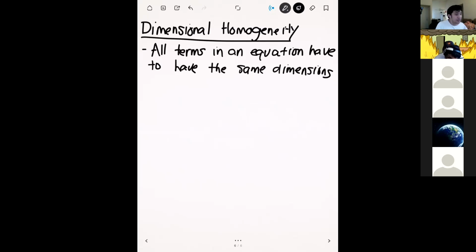The reason for this is that with equations, we're always adding and subtracting different things. Whenever we add and subtract different things, they always have to have the same dimensions, right? If we go back to the previous page, it doesn't make sense if we have an equation where we take a density and add it to a pressure. Physically that just doesn't make any sense at all. So whenever you're presented with a new equation, it's always good to check whether that equation satisfies dimensional homogeneity.